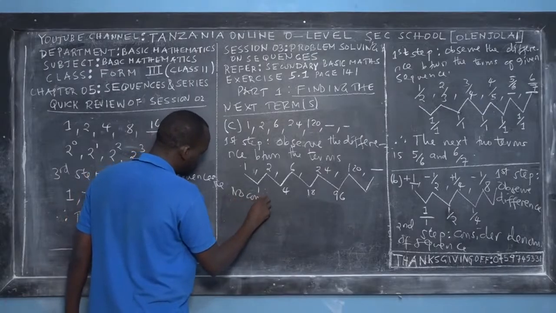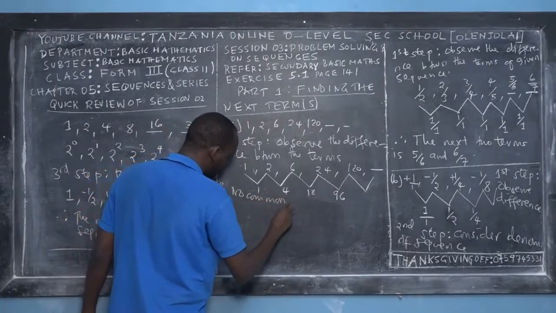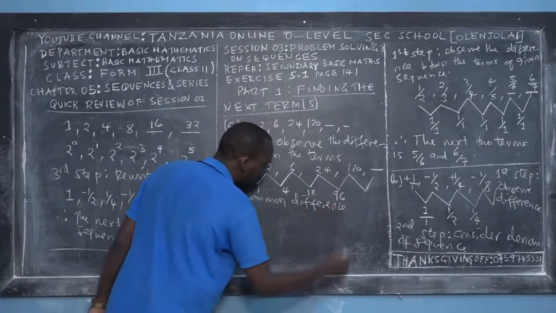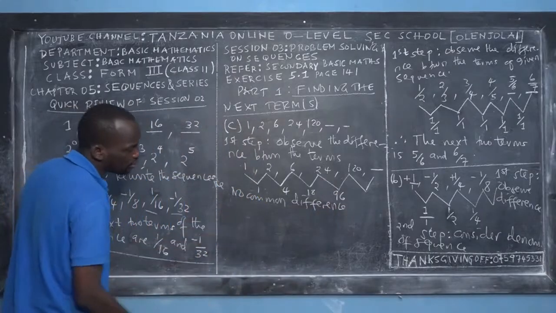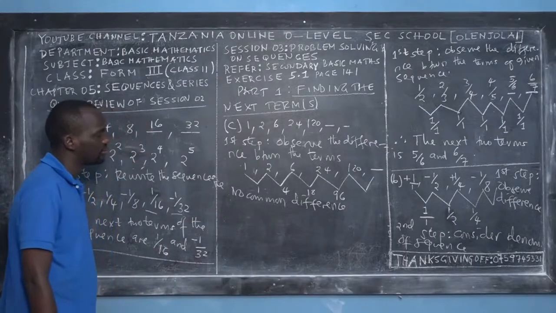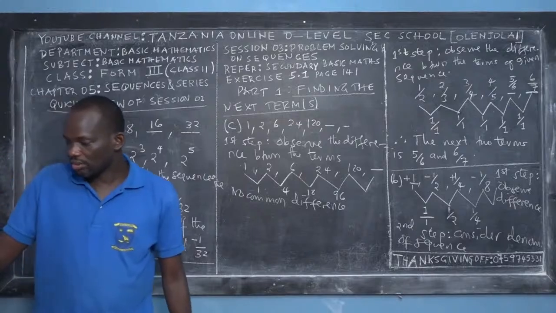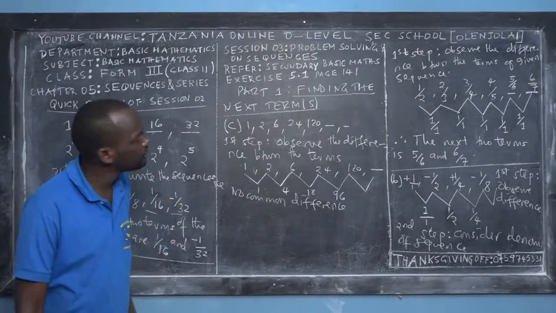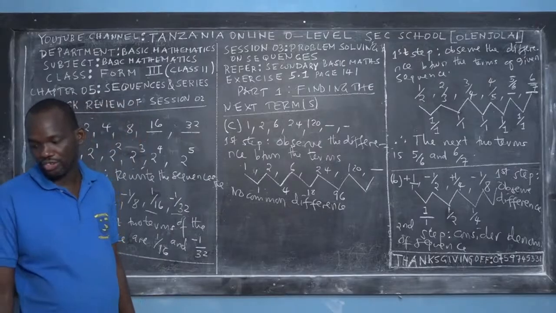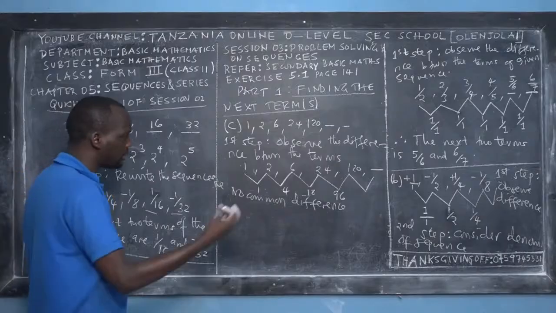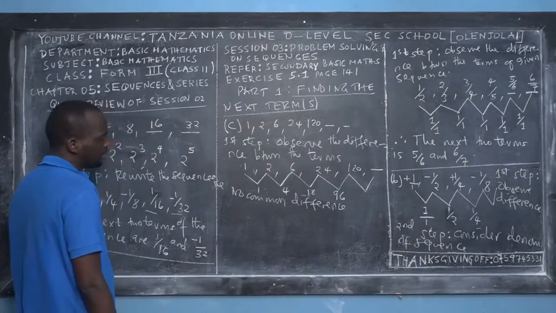I'll teach you about common difference in arithmetic progression. No common difference between the terms. So this method will not help us to find the next two terms. So again, you have to think outside the box. So what should be the thought? We have to think in terms of multiplication, so we have to formulate the sequence, how it has been formed.